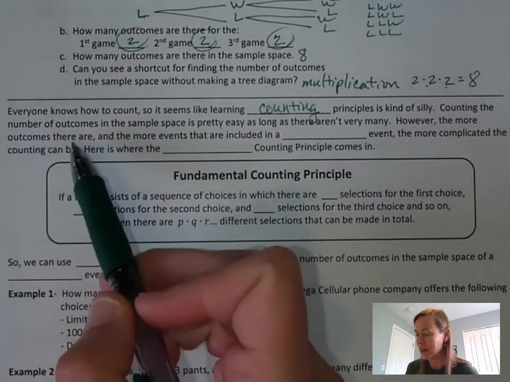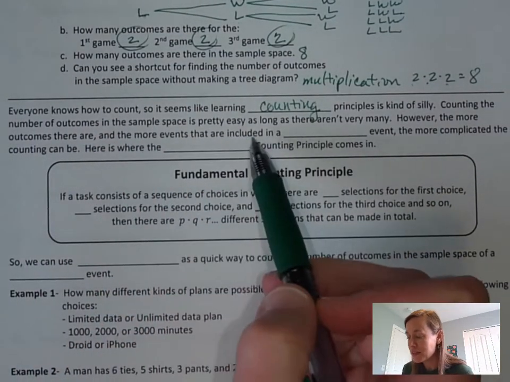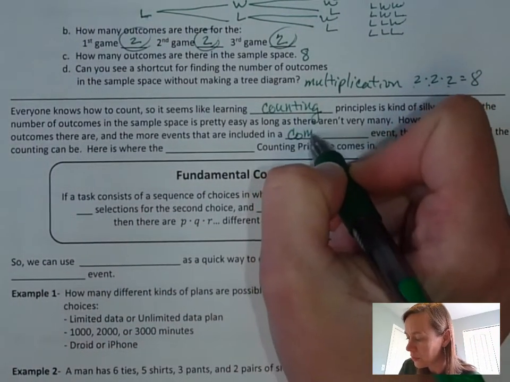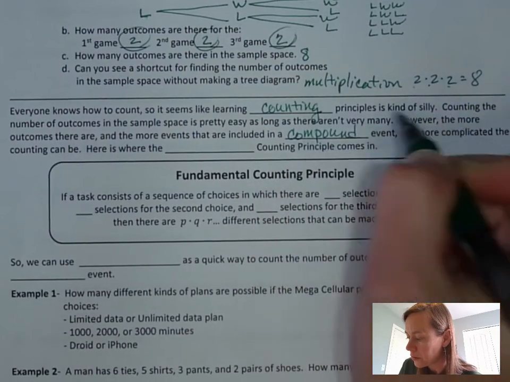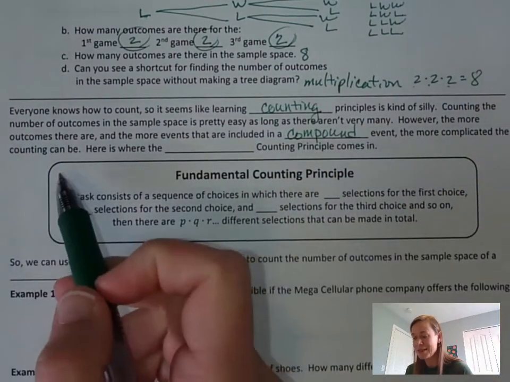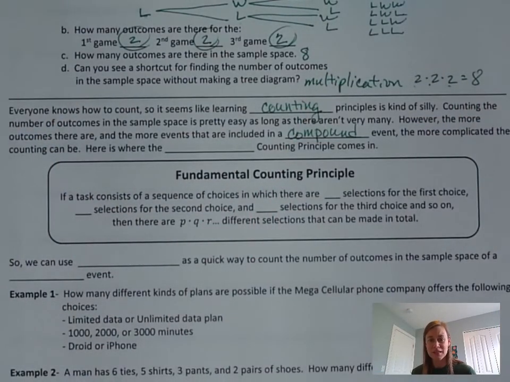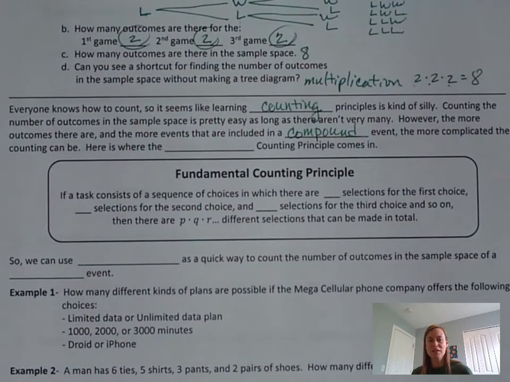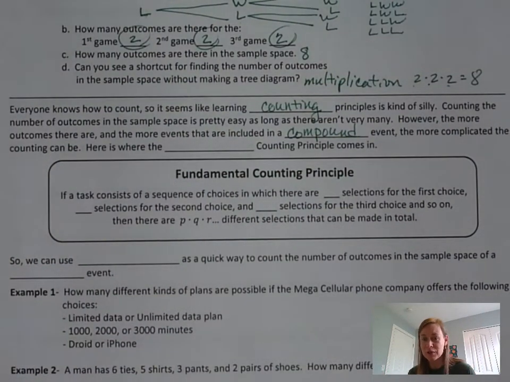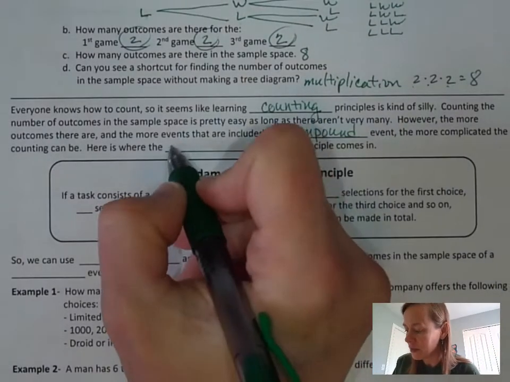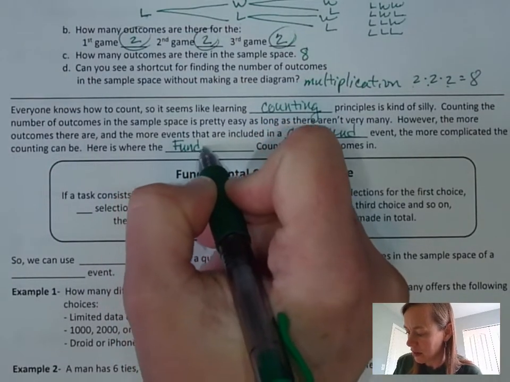However, the more outcomes there are, and the more events that are included in a compound event, the more complicated the counting can be, right? Like we were talking, if there were 18 games, it would be crazy complicated. Or what if there are more outcomes, not just winning and losing? What if we were spinning a spinner and there were like 9 colors on the spinner and we had to spin the spinner 6 times? Can you even imagine? That'd be a huge tree diagram too. Here is where the fundamental counting principle comes in.